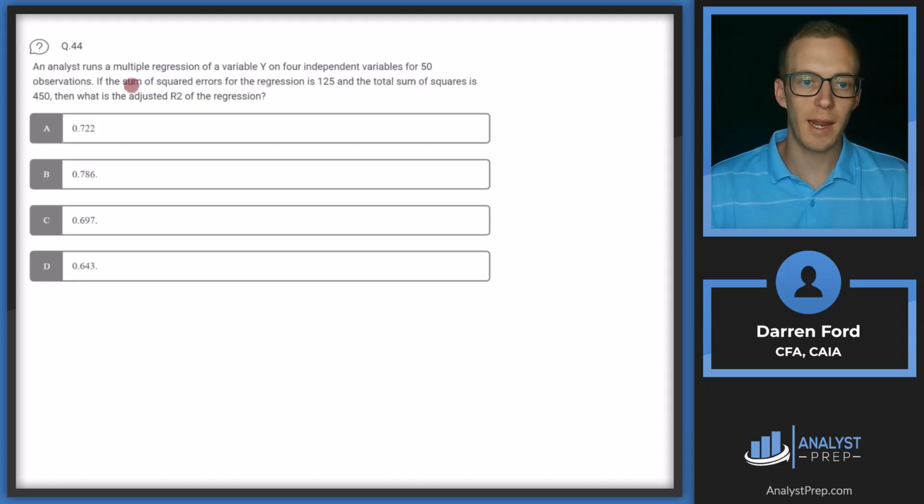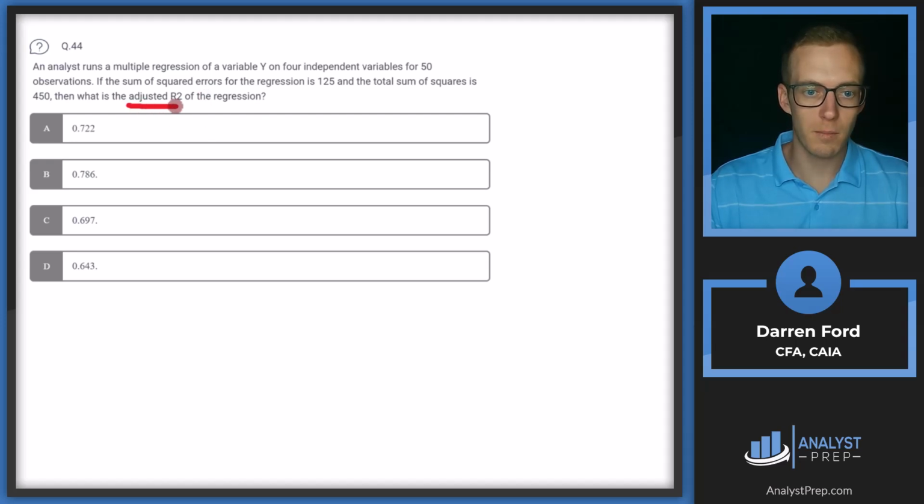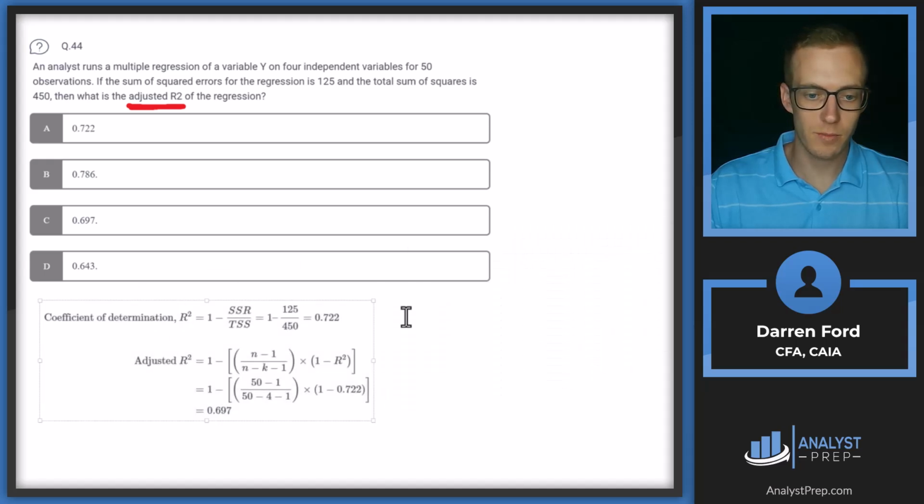Question 44. An analyst runs a multiple regression of a variable y on 4 independent variables for 50 observations. If the sum of the squared errors for the regression is 125 and the total sum of squares is 450, then what is the adjusted R squared for the regression? So to calculate adjusted R squared, we're first going to need to calculate R squared, and then we'll be able to calculate adjusted R squared from there.